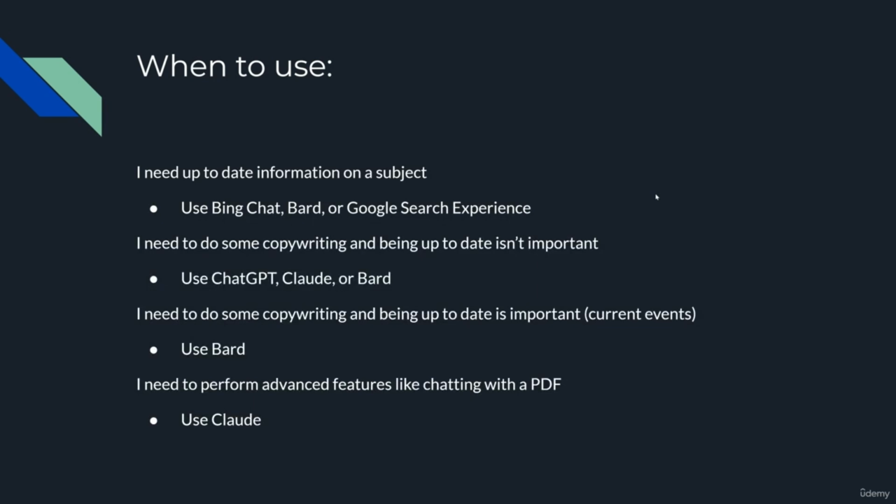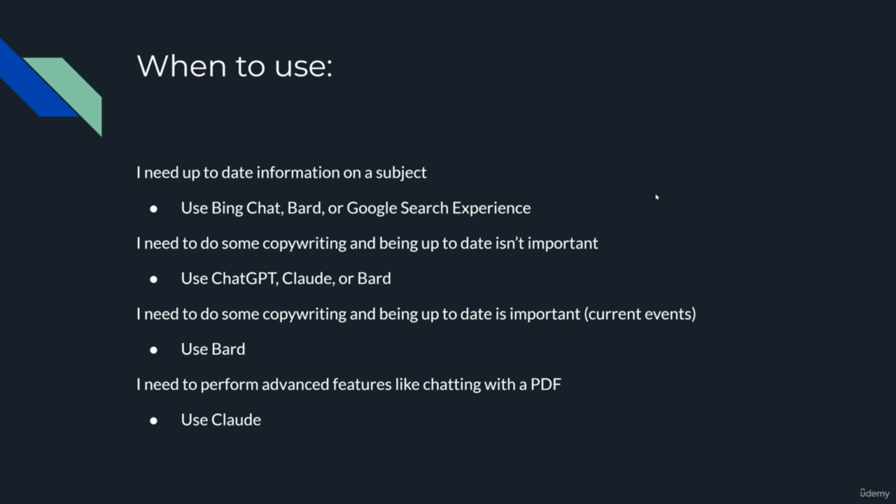When to use each one. Let's say you need to get up-to-date information on the subject. Use Bing Chat, Bard, and Google Search Experience because they provide up-to-date information for free, and they're able to browse the web through an API to a search engine. Let's say you need to do some copywriting and being up to date is not important, then use ChatGPT, Claude, or Bard because all three of them are good for generating content.